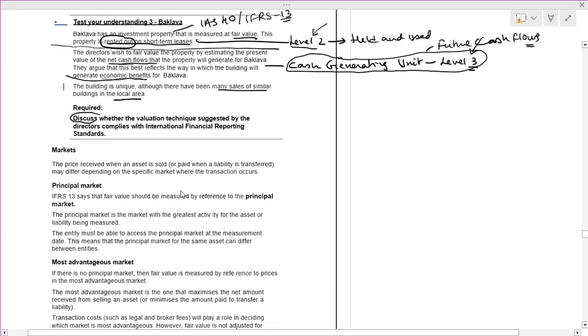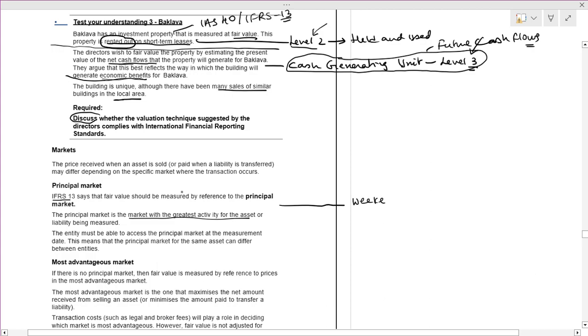We are talking in terms of IFRS. What it says is the price received when the asset is sold. It is a principal market. It is measured by reference to the principal market, the market with the greatest activity for the asset. See, very simple, as simple as that. You understand the things.